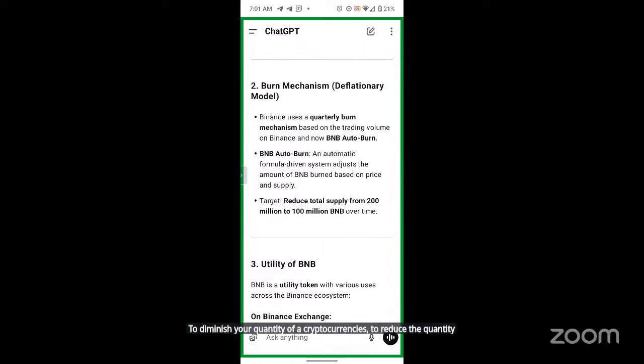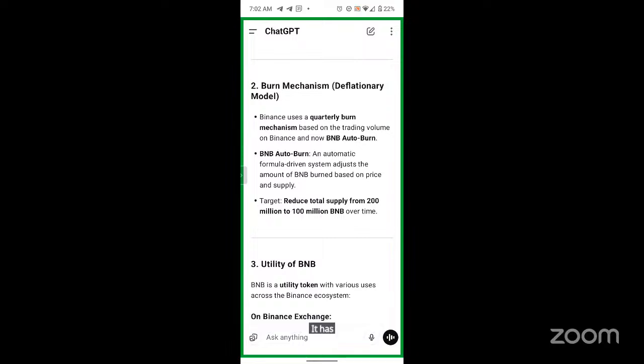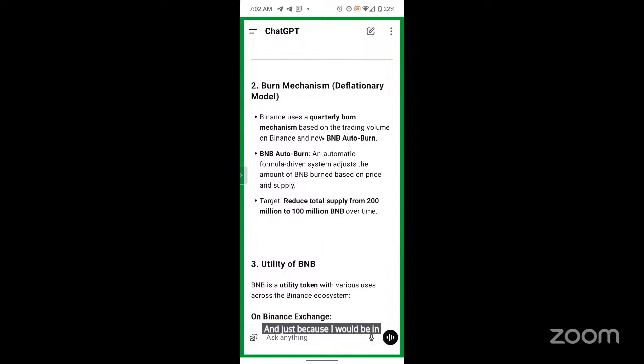When they say, I heard OM is going to burn its tokens. Remember, OM right now has 2 million tokens, and now it's going to burn. And once it does so, it will have given OM a chance to rise in price. Take for example, let's say we have BNB 10, and Binance comes and burns 25, and we remain with 75. What will happen to the price?